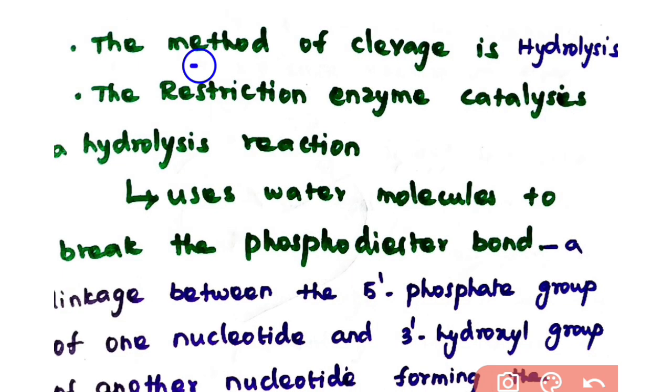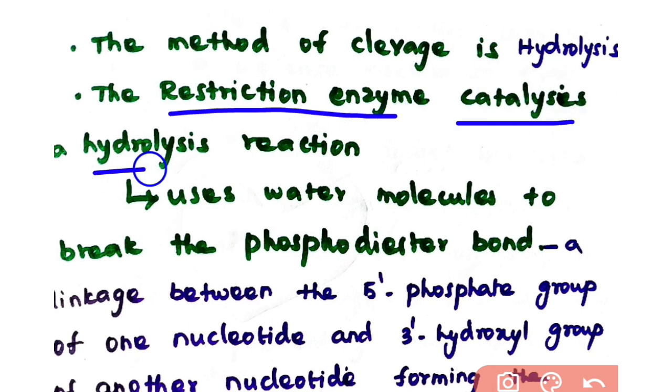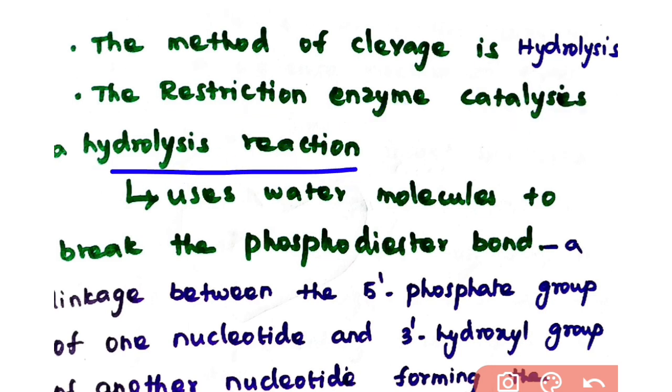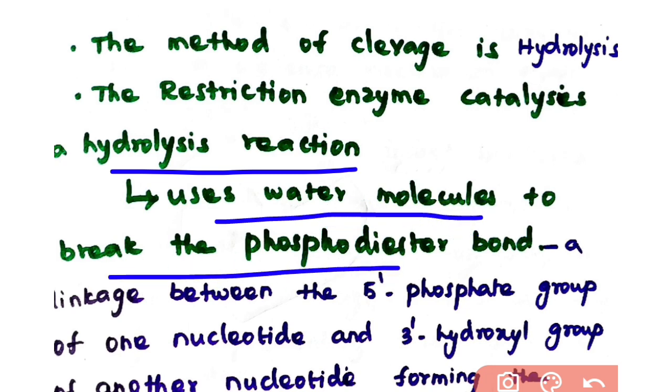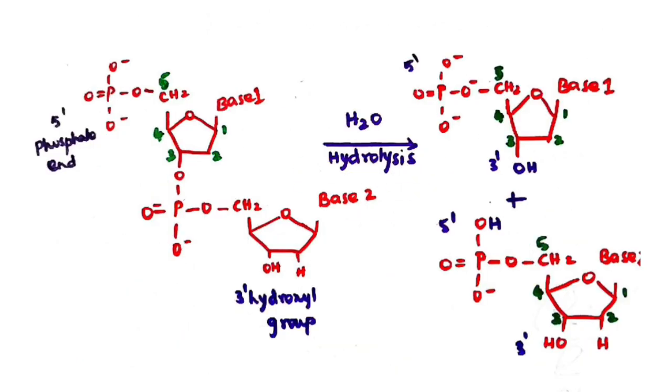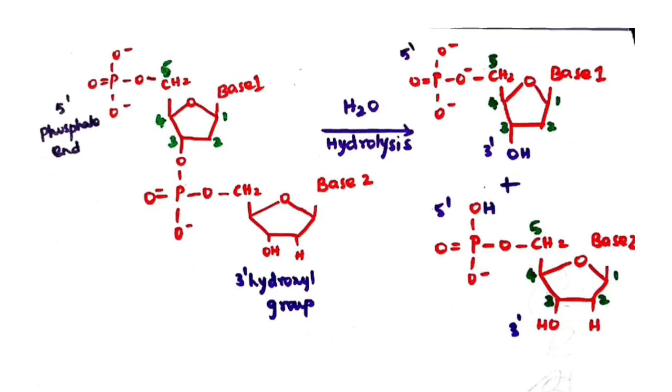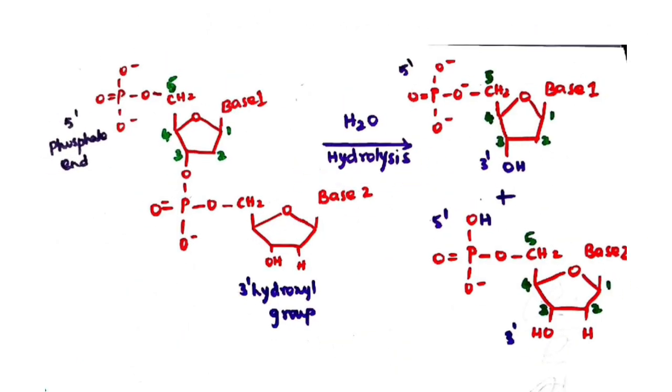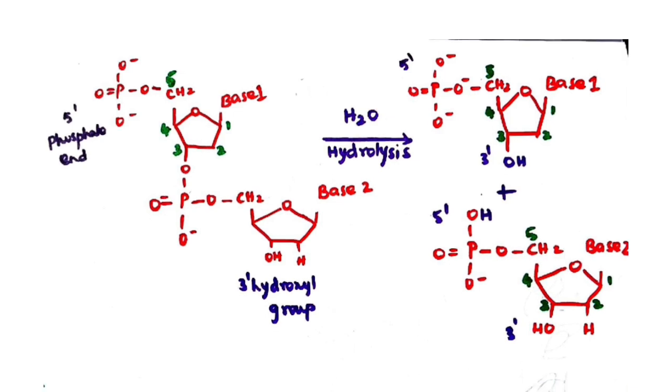Then the method of this cleavage process is hydrolysis. Here the restriction enzyme catalyzes a hydrolysis reaction. A hydrolysis reaction means it uses a water molecule to break the phosphodiester bond present in the nucleotide sequence. This is your hydrolysis reaction. Restriction endonucleases catalyze this hydrolysis reaction. The restriction endonuclease doesn't directly get involved in the reaction, it just catalyzes it.